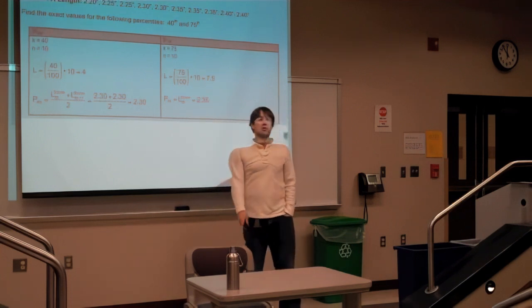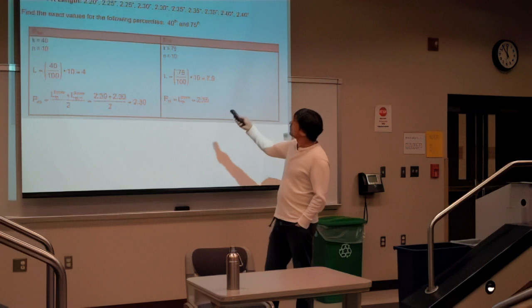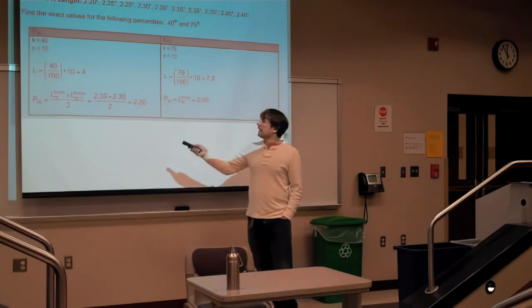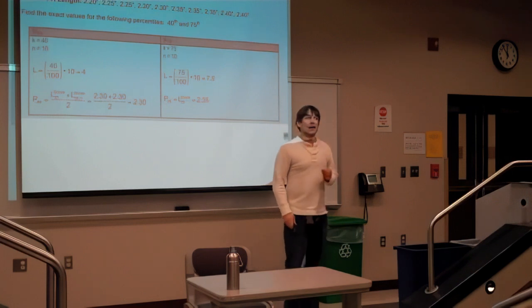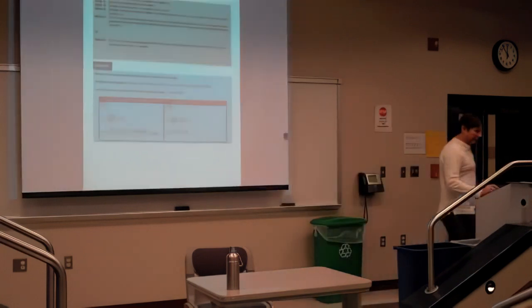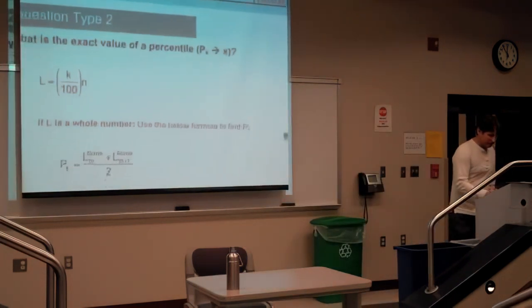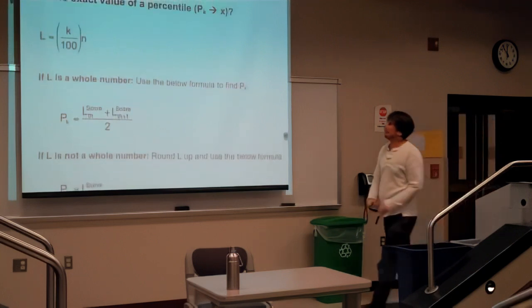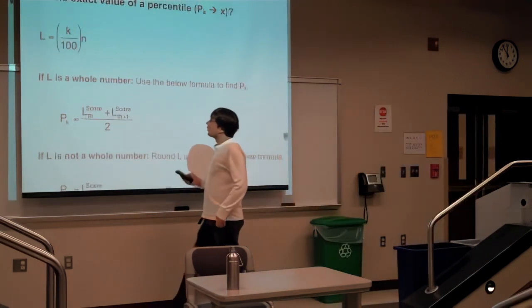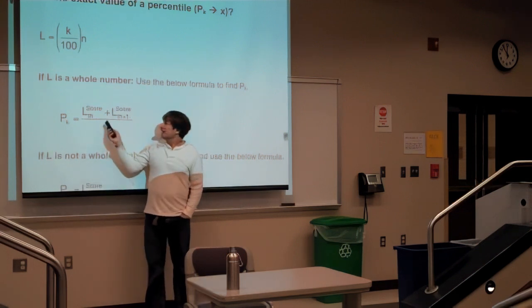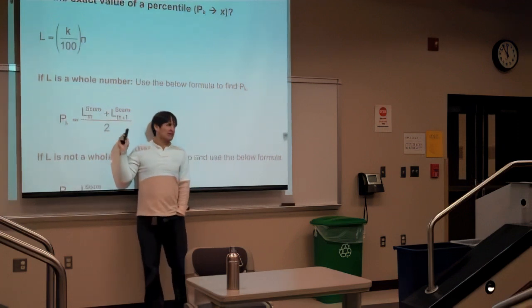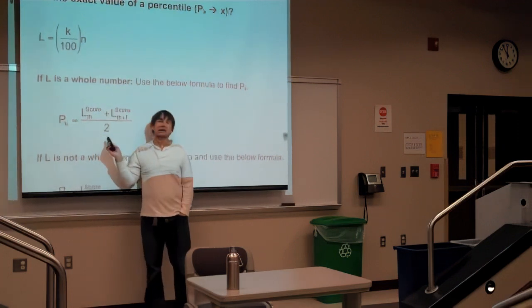N is the number of scores we have. We still have 10 scores. So 40 divided by 100 times 10 is 4. That's my locator. That is a whole number. So what it says to do then is this. If L is a whole number, we're going to find the Lth score, which is the 4th score in the list. We're going to add it to the 5th score, and then we're going to divide by 2.